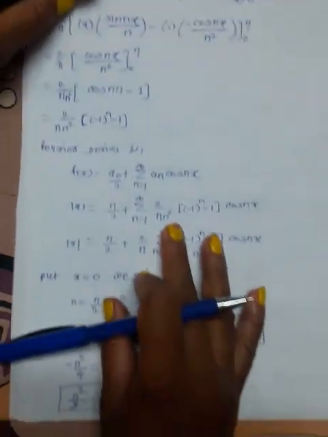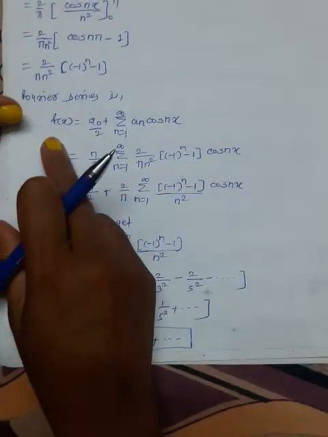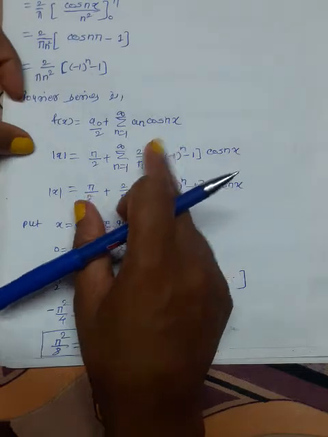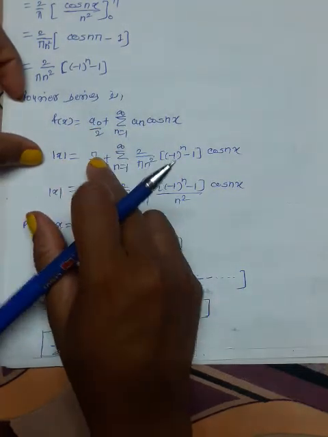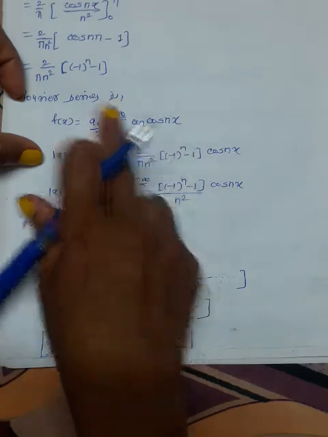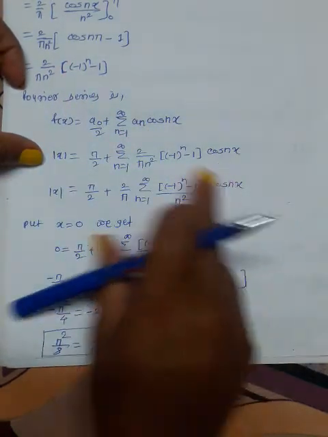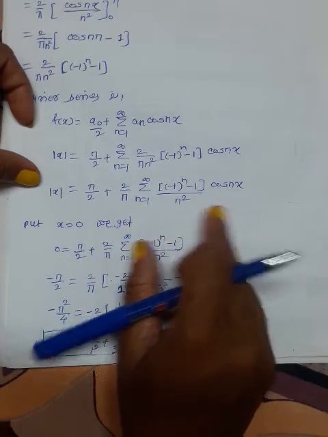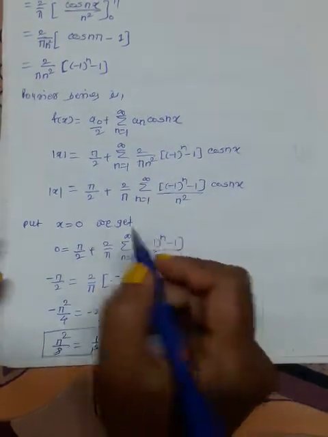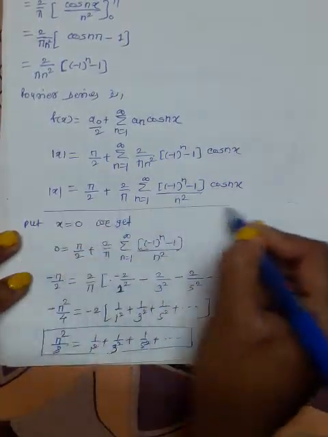Therefore the Fourier series is given by f(x) equal to a naught by 2 plus summation of an cos nx. Here f(x) is equal to mod x, a naught by 2, where a naught is pi, so it is pi by 2, plus summation over an, which is this, cos nx. Take the 2 upon pi outside of the summation. The summation is over n, that's why these are all n terms. This is the first answer for the Fourier series.